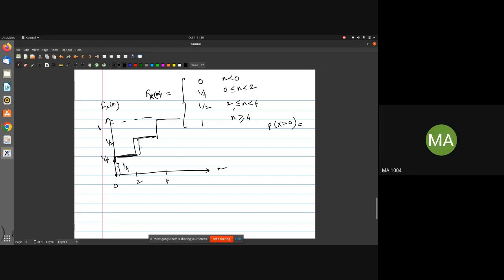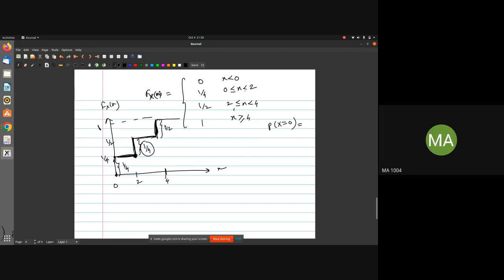Here, 1 by 2 minus 1 by 4, so this should be 1 by 4. And what about this? It is 1 by 2. So the probability at X equals 2 is 1 by 4, and the probability that X equals 4 should be 1 by 2. This is right.